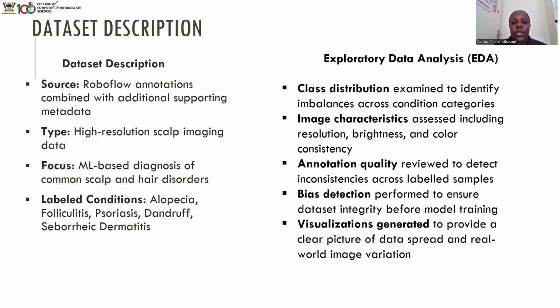Next, we are going to look at the dataset description. Our dataset comes from Roboflow annotations with additional metadata. It contains high-resolution scalp images labeled for some of the scalp conditions such as alopecia areata, folliculitis, and dandruff, and other conditions. Then also on this side we have the explanation of the EDA, which images were generated on the slide that had the results.